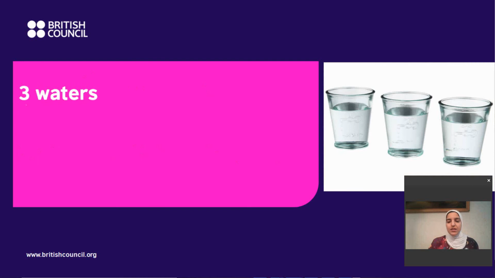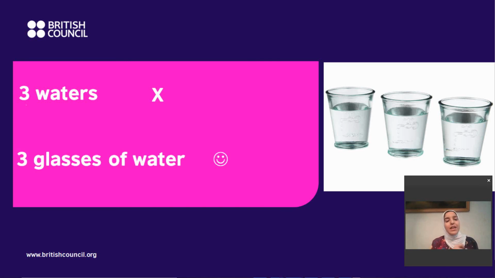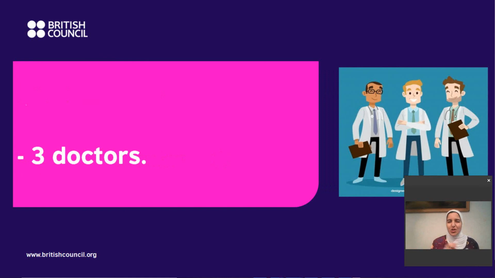Also here, can I say about the things in the picture, three waters? Is this how we count water? No, of course, because it's uncountable. I can't say three waters, so how can I count it? Yes, I can say three glasses of water. Three glasses of water. Okay, so I put the word glasses before it. For example, if I want to count sugar, I can say two spoons of sugar. Two spoons of sugar or three spoons of sugar. So how many spoons of sugar do you put in your tea?